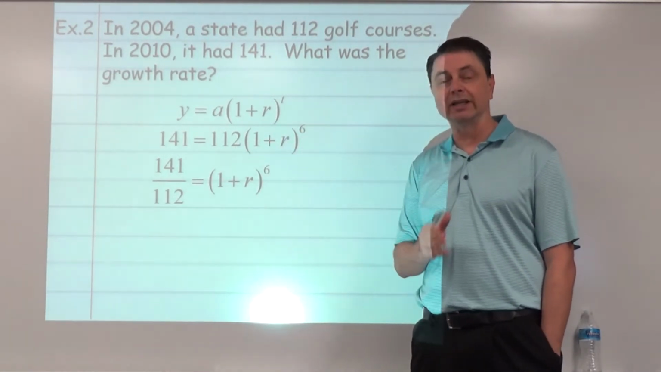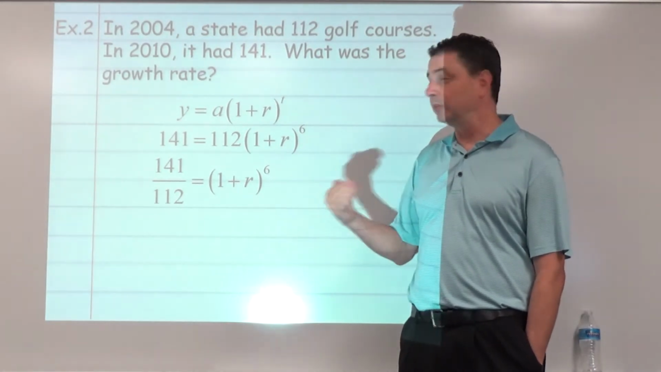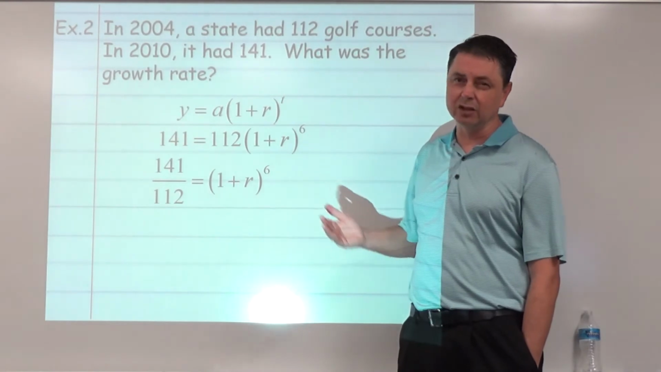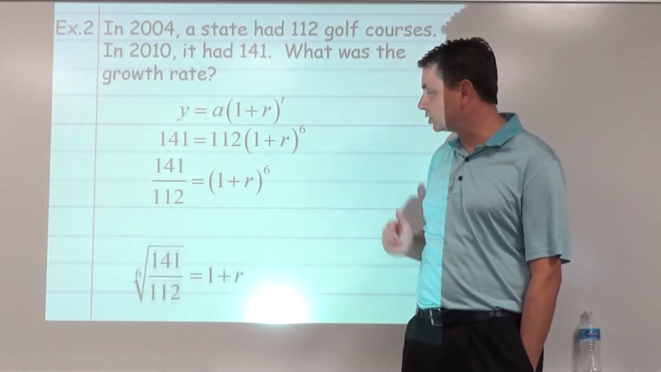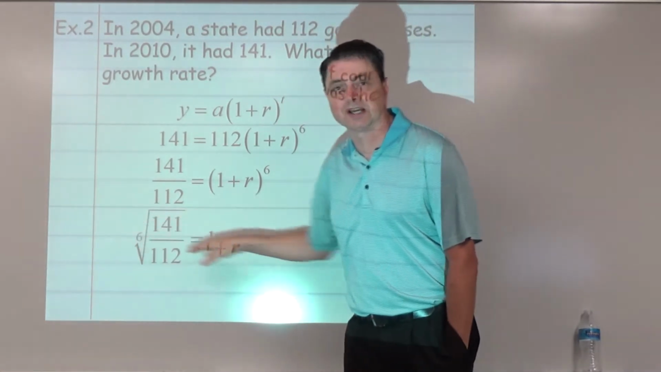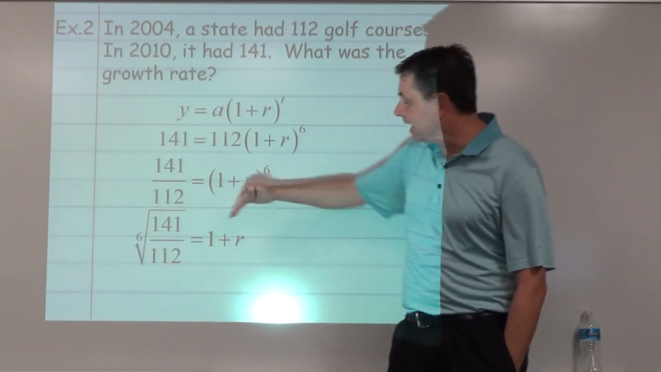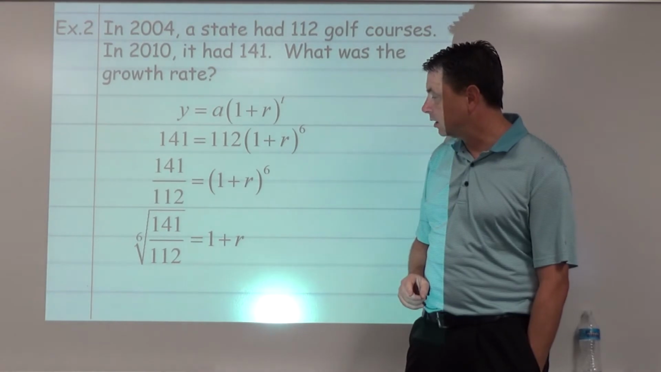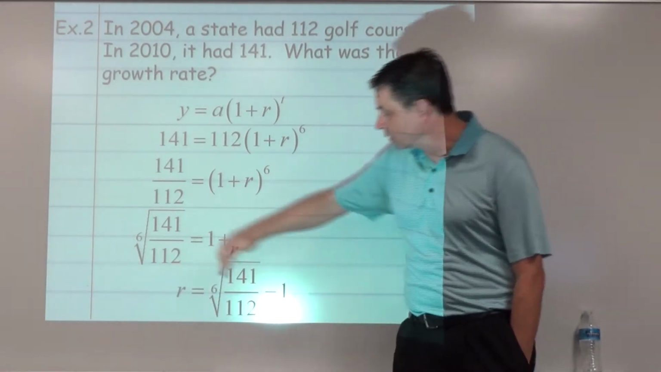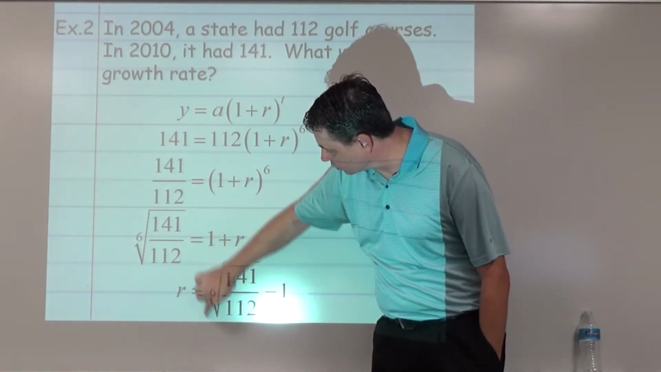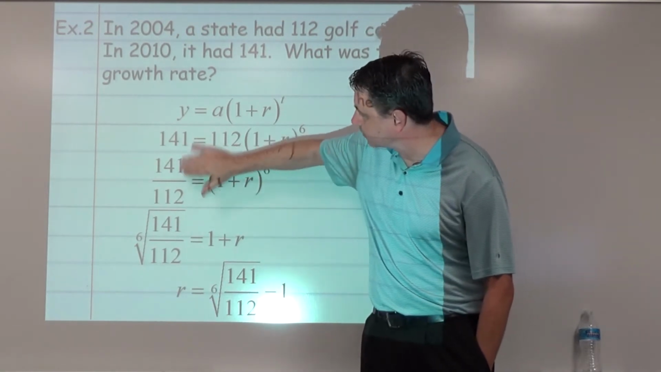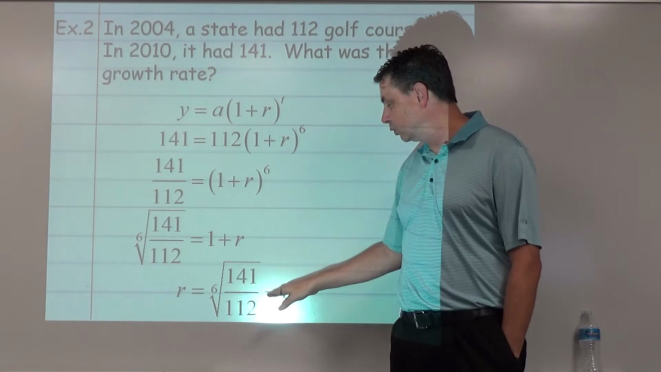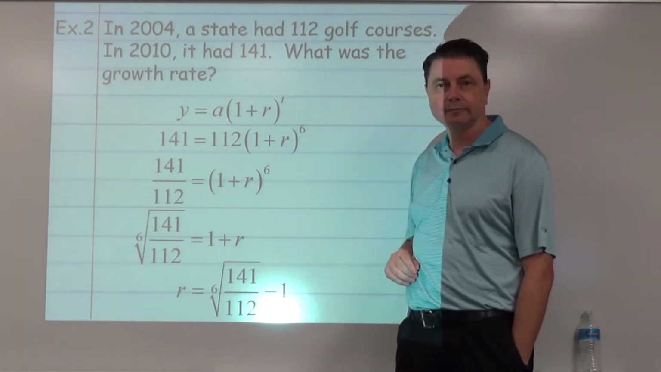Now normally, an even root like that, we'd want plus or minus. But we're talking about a growth rate, so we're really not looking for the negative part of this. So we're just going to do the 6th root on both sides. And then last, we got to get rid of the 1, so we're going to subtract the 1 on both sides. So R equals the 6th root of our fraction, 141 over 112. Once we get that, we'll subtract the 1.